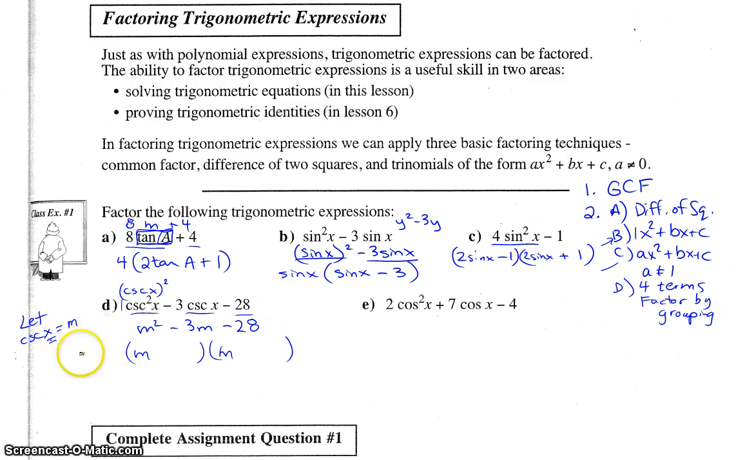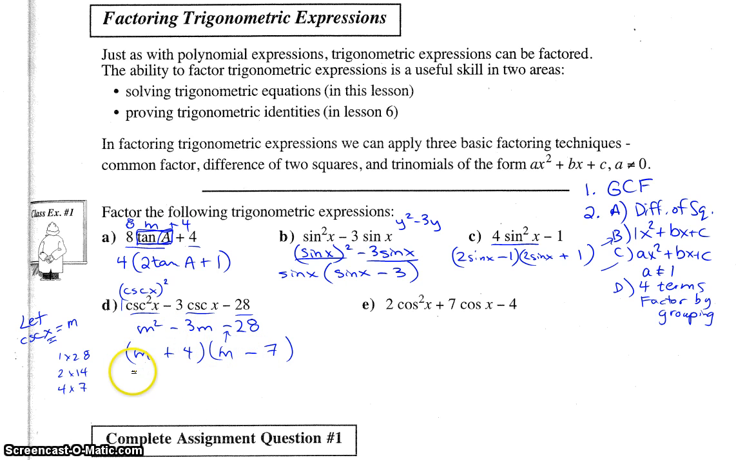Okay, if you can't think of it right away, be methodical. 1 times 28, nope, difference of 27. 2 times 14, no, that's a difference of 12. 3 doesn't go in, 4 does. 4 times 7, 4 and 7 have a difference of 3. There we go. So put your 4 in, put your 7 in, don't worry about the signs yet. We know they have to be different signs based on that negative 28, and we want to end up with a negative 3, so our bigger number is going to be negative.